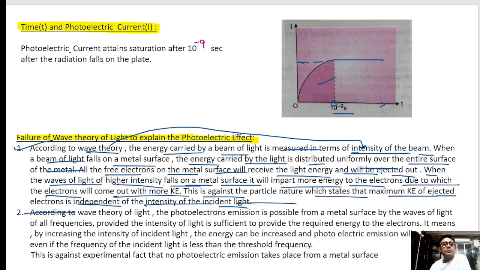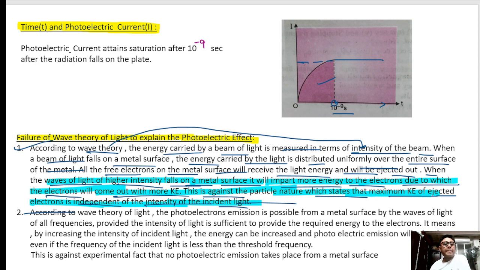If the higher intensity is being used, if light of higher intensity falls on the metal surface, they are telling it will give more energy to the electrons, due to which the electrons will come out with more kinetic energy. This is not possible. You cannot increase the intensity and tell more and more kinetic energy electrons will come out. This is not being followed. That is why with the help of the wave theory we cannot tell that the more the intensity of the incident light, the more the kinetic energy of the ejected electrons.